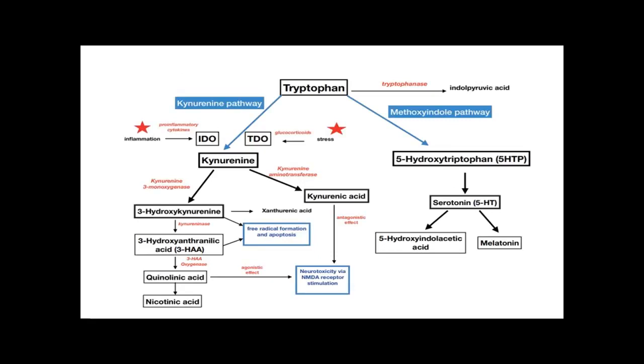Tryptophan is converted into kynurenine with the help of indoleamine dioxygenase and tryptophan dioxygenase, and it is further converted into kynurenic acid, which has an antagonistic effect. That is, kynurenic acid is neuroprotective, and it also has anti-inflammatory properties. So in a stressful condition, it will act as anti-inflammatory as well as neuroprotective.